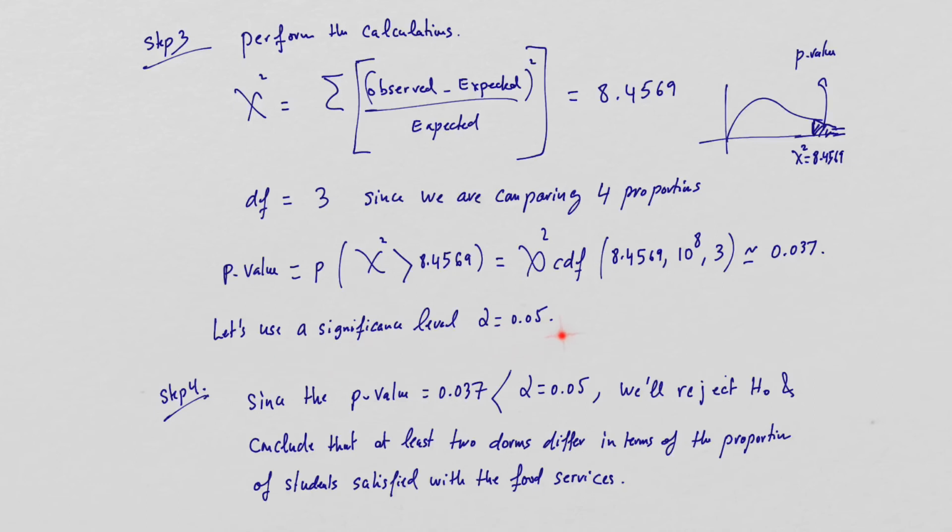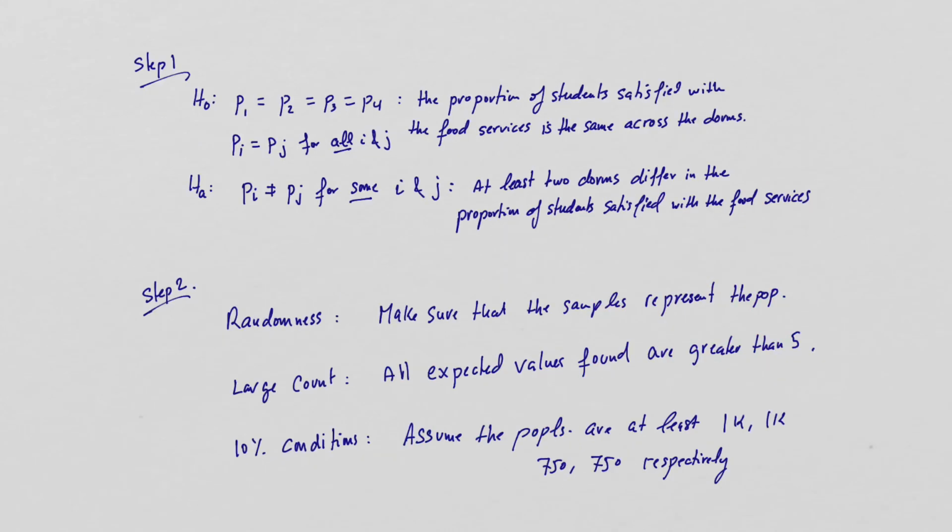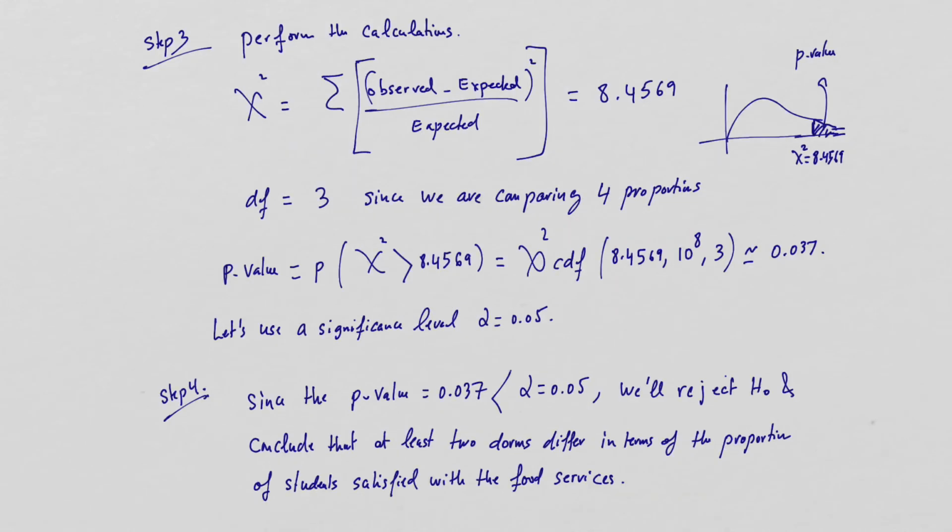So if we use a significance level of 0.05, clearly 0.03 is less than 0.05. Therefore, we are willing to reject H null. If we reject H null, we're saying that at least 2 dorms have a different opinion in their satisfaction with the food services. And that's all I wrote here. We can conclude that at least 2 dorms differ in terms of the proportion of students satisfied with the food services. Now, to go back here, just quickly remind you how to do this.